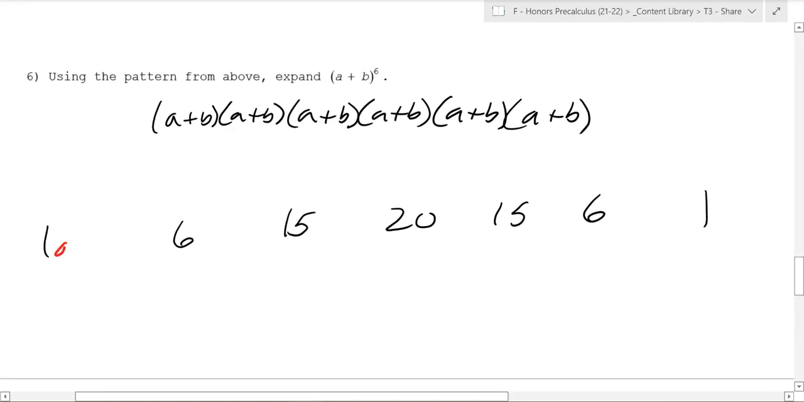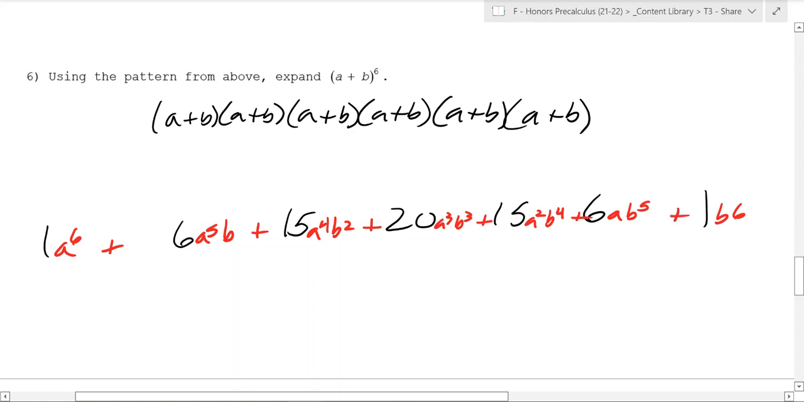Well, it was a to the 6th here. And then you just follow the pattern. It'll be a to the 5th b, and then a to the 4th b squared, and then a to the 3rd b to the 3rd, and then a squared b to the 4th. It always adds up to the power of 6. And this is going to be a b to the 5th, and then b to the 6th. And it's plus in between all of these.